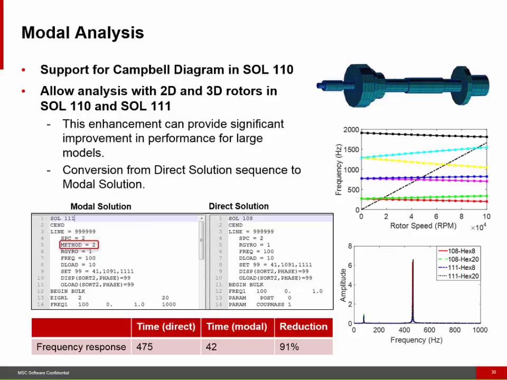And what you can see, going from a direct to a modal solution, it's an easy conversion. You need to change the solution sequence number and add modal extraction. But for this model, it turned out to be a 91% reduction in solution time going from direct to modal solution. So in many cases for large models, it will save a lot of time.